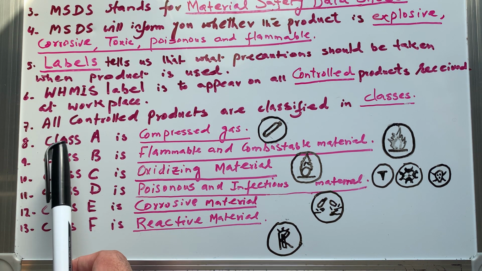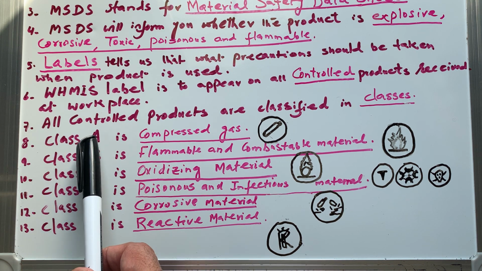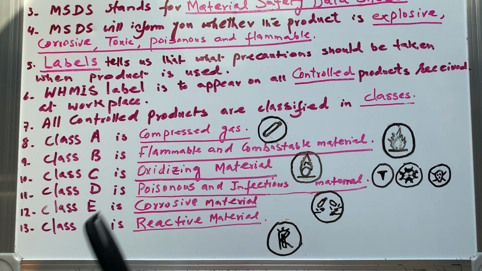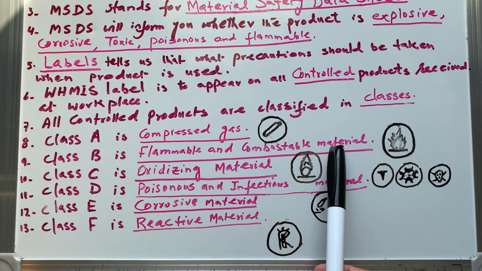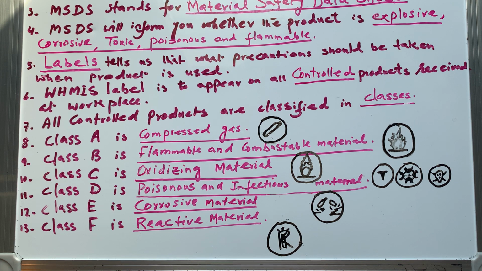What could be class A? You have to remember, please. Class A is compressed gas, and the symbol is a small cylinder in a circle. Then class B is flammable and combustible material. This class includes solids, liquids, and gases capable of catching fire in the presence of a spark. Capable of catching fire is class B, flammable and combustible material.